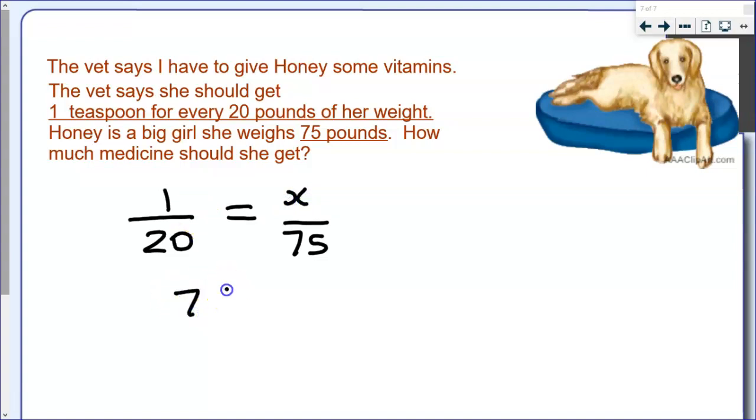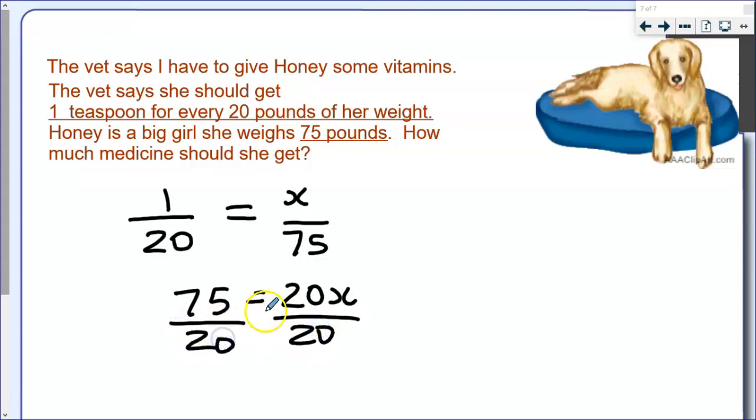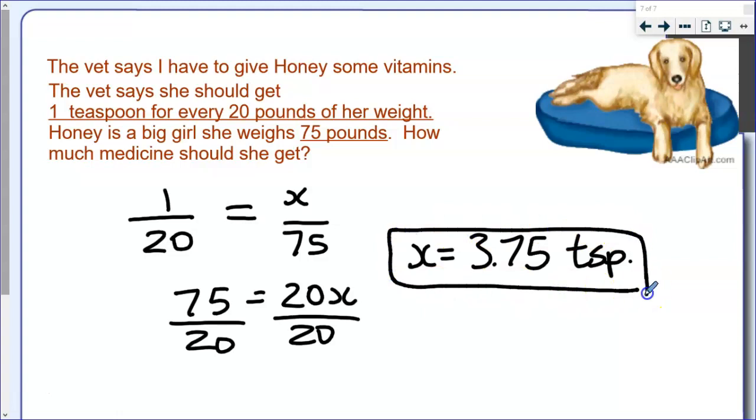Okay, multiplying on the diagonal. 75 equals 20x. Divide by 20. And we're going to find out that this equals 3.75. And this is teaspoons, right? This is the abbreviation for teaspoon. So now we know this is the amount that Honey would need to get of her medication.